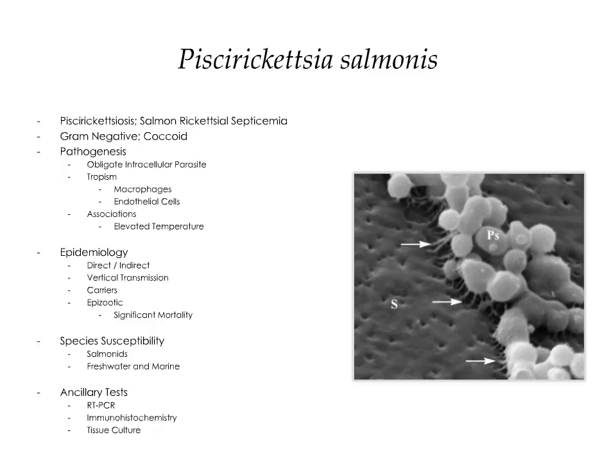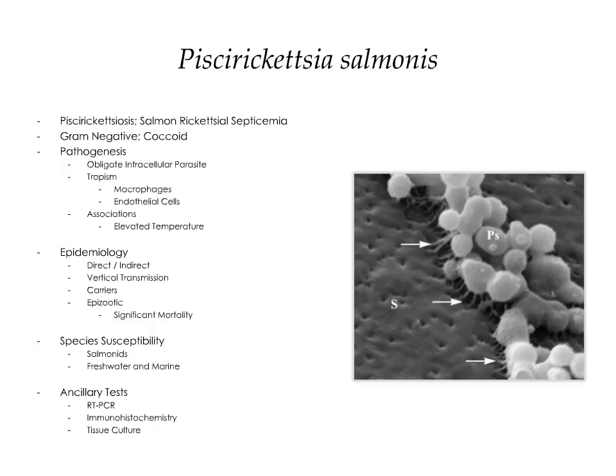Piscirickettsia salmonis is the agent responsible for piscirickettsiosis, also known as salmon rickettsial septicemia. This is a gram-negative coccoid bacteria. It's an obligate intracellular parasite with a tropism for macrophages and endothelial cells. Outbreaks are typically associated with elevated temperatures.